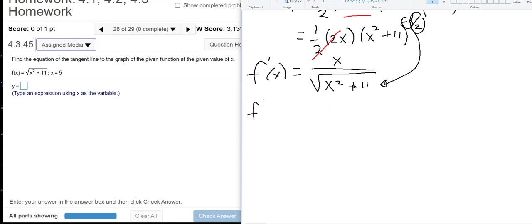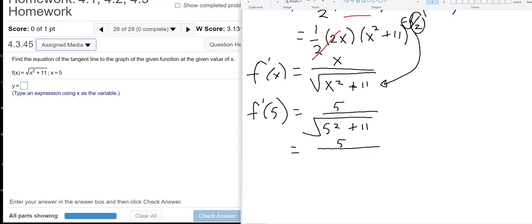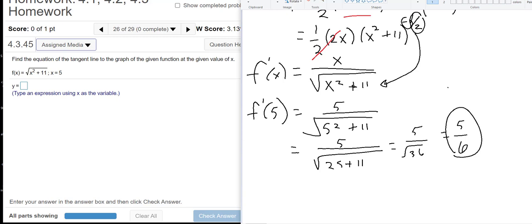They gave us that x is 5, so the slope when x is 5 would be 5 over the square root of 5 squared plus 11. So that's 5 over the square root of 25 plus 11. That's 5 over the square root of 36, or 5/6. This is our derivative, which means this is the slope of the tangent.